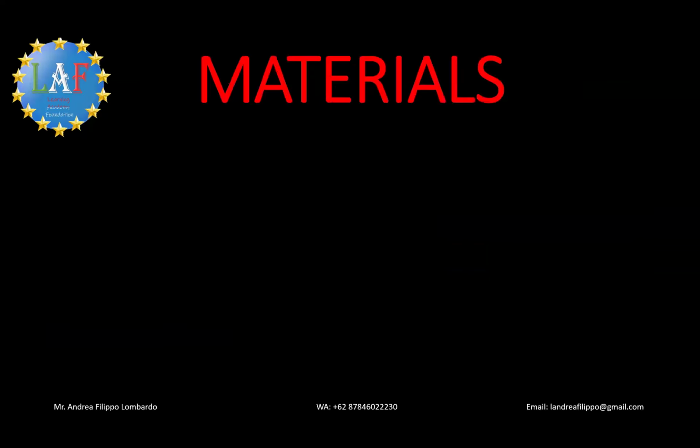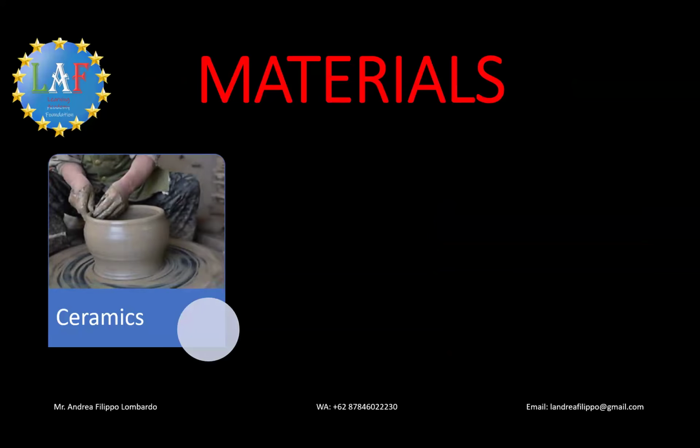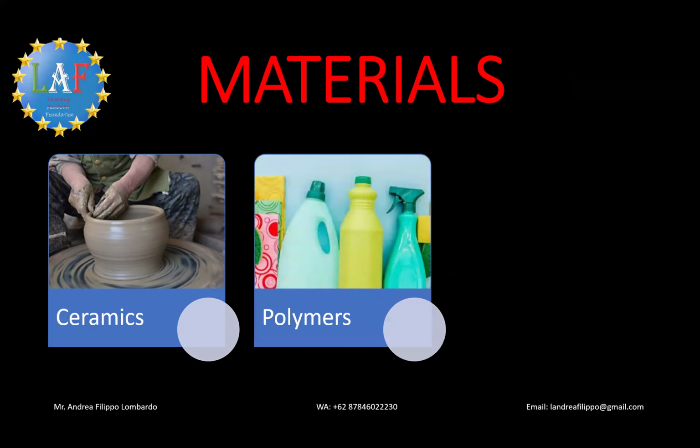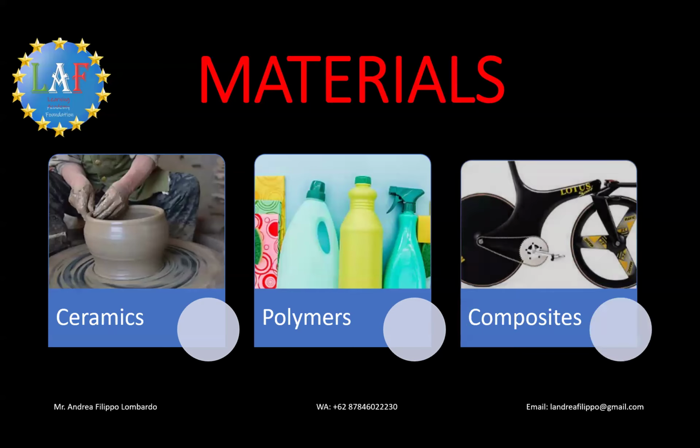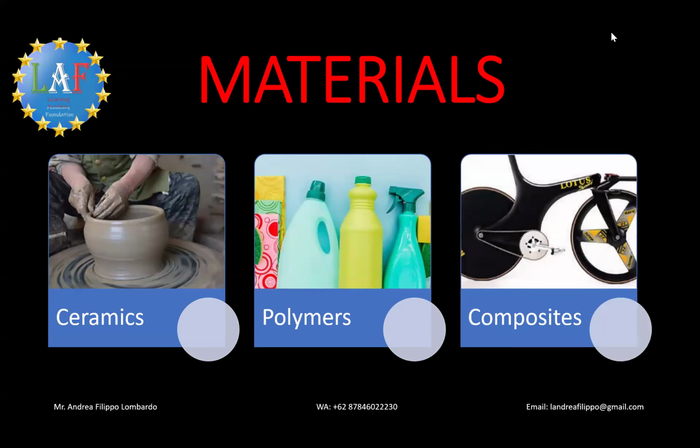The next section will be about materials, where the students will see ceramics are made from soft substances, which when heated become hard and brittle. Polymers can be natural or synthetic. Synthetic polymers are known as plastics. And composite materials are made from two or more different types of material by a chemical process.